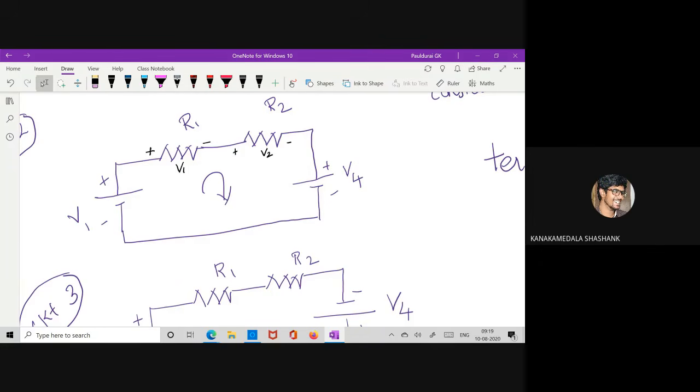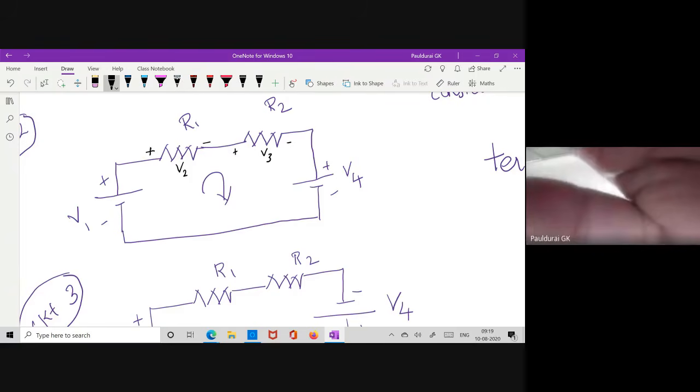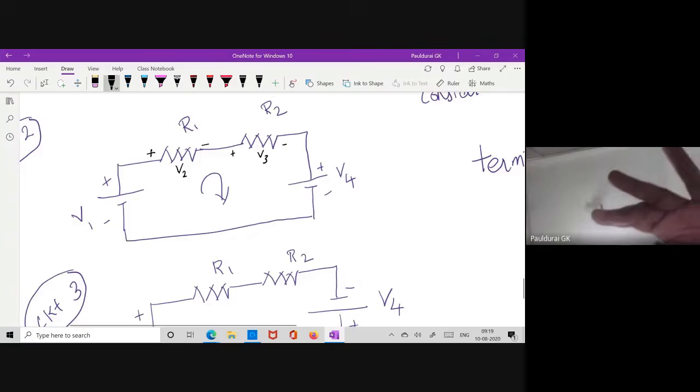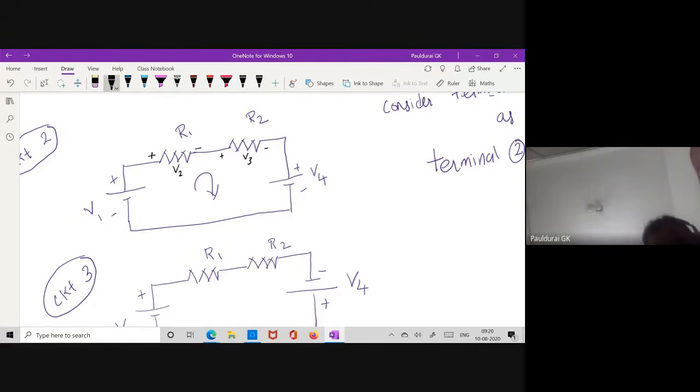Already one V1, sir, in the voltage. Take this as V. Otherwise, do one thing: take this as V2, and take this as V3. So now what is the equation for circuit 2? I will tell in my flow. So please understand, I will explain more. Circuit 3 you guys will do.